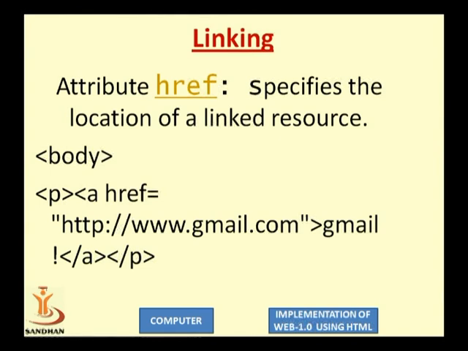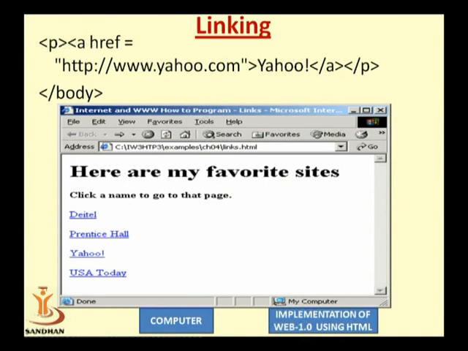So here href is the attribute of the A tag. It specifies the location of the link resource. Here again we take one example. Body is the tag, P is the paragraph tag, A href is the attribute, and here we are simply writing the name of the link, www.gmail.com. Same thing, yahoo.com. And what is the output here? Yahoo and Gmail. See, linking is a very important part of HTML.